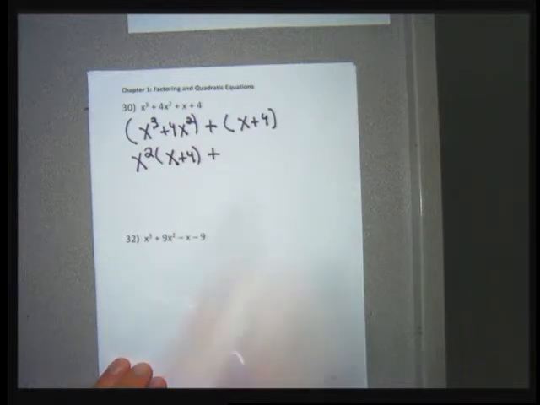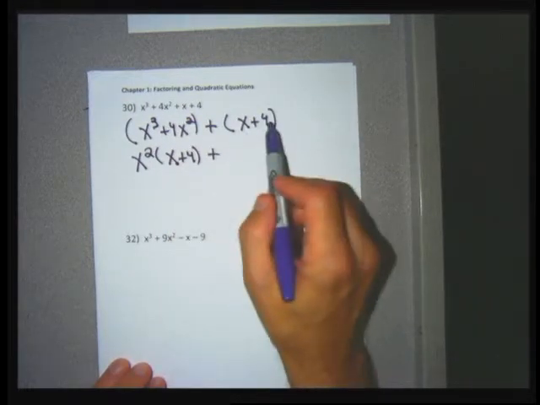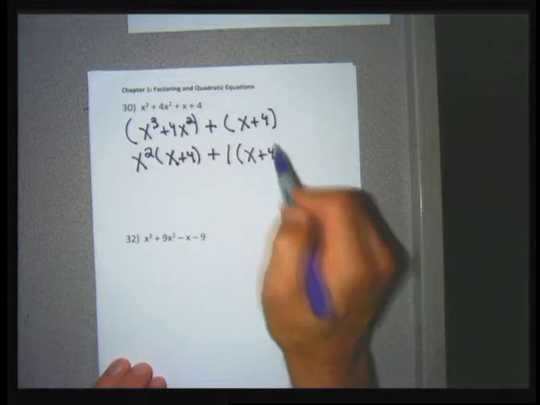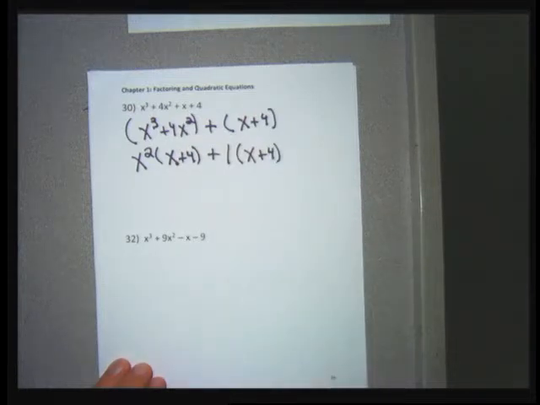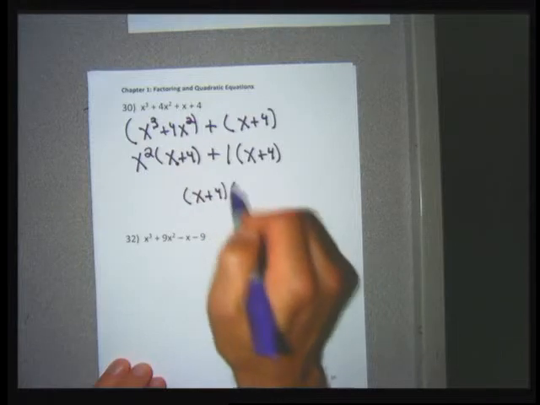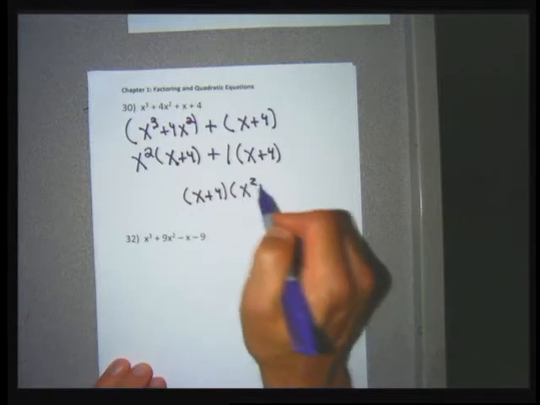Second parentheses, both numbers aren't divisible by 4. Both don't have an x. I'm just going to write a 1 for my common factor. Now they have x plus 4 parentheses in common. And I'm left with an x squared plus 1.